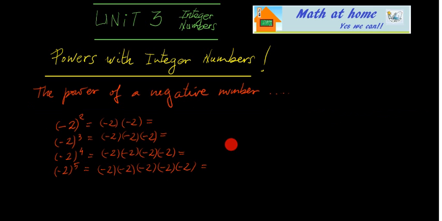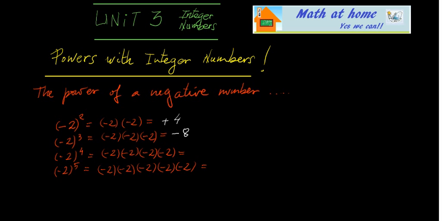Next, what happens when it is the power of a negative number? Let's see. For example, negative 2 squared is negative 2 times negative 2. How do you do it? You multiply the signs first. Negative times negative is positive. 2 times 2 is 4. Now, negative 2 cubed: negative times negative is positive, positive times negative is negative. Negative 8, because 2 times 2 times 2 equals 8.